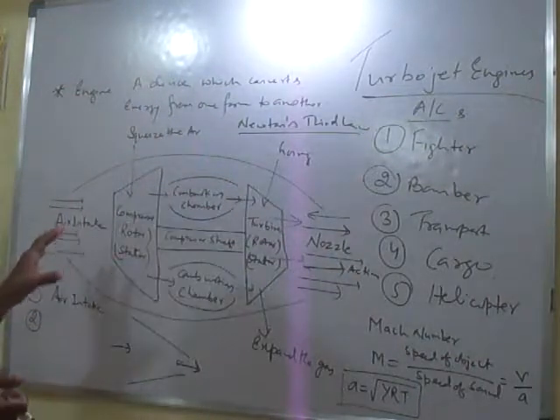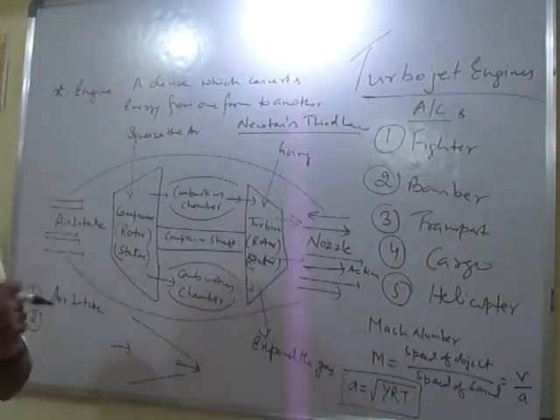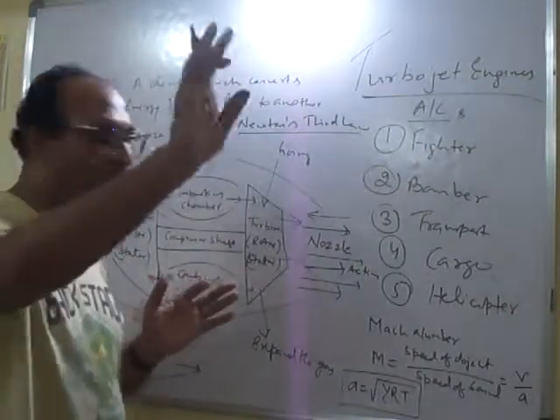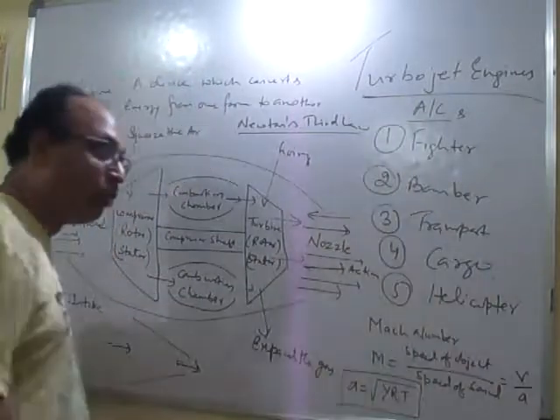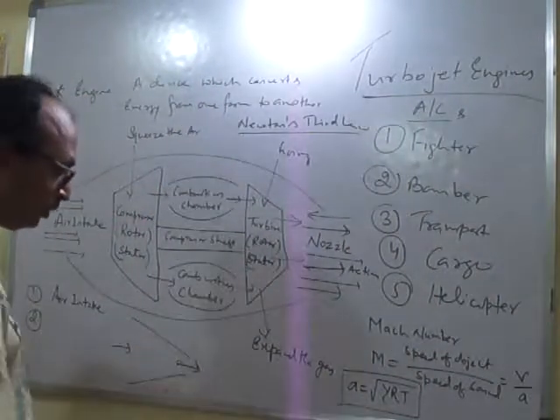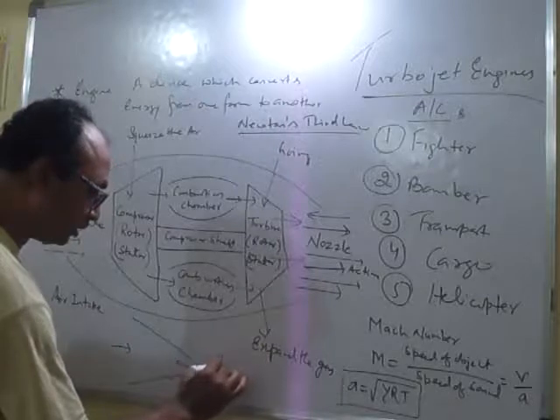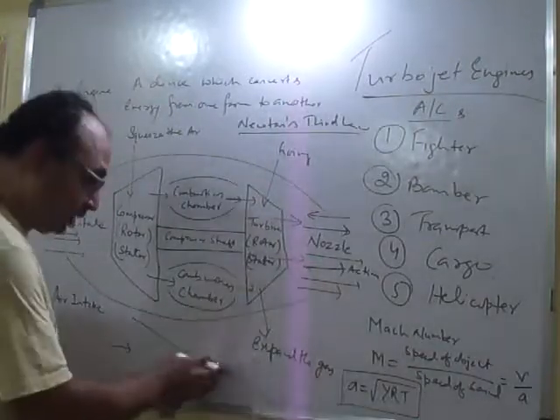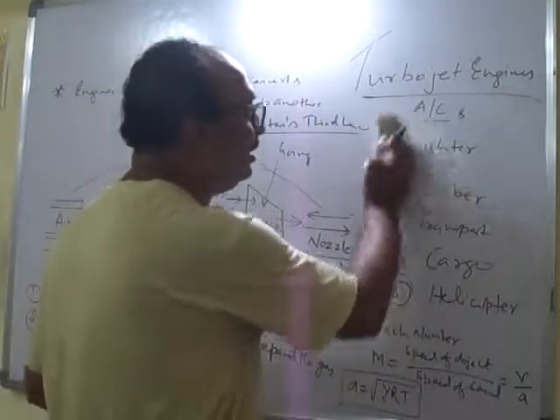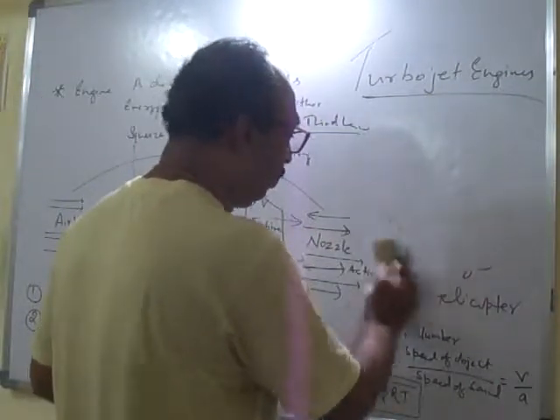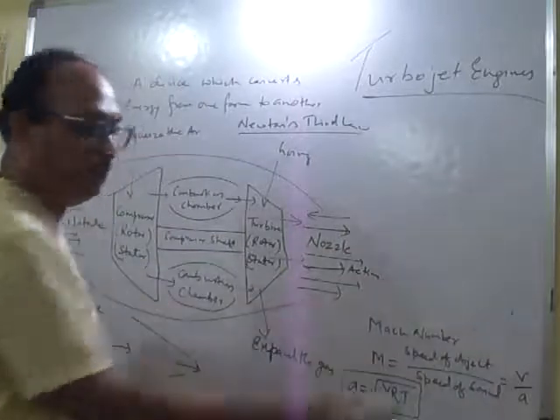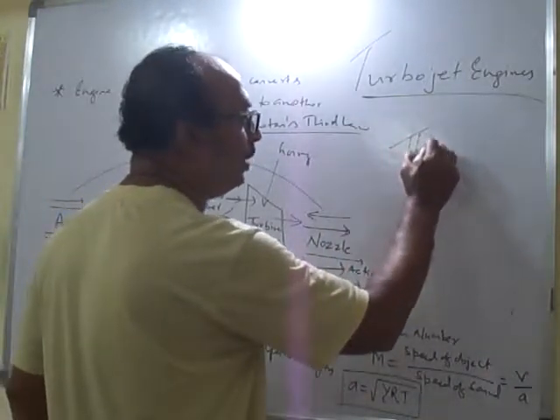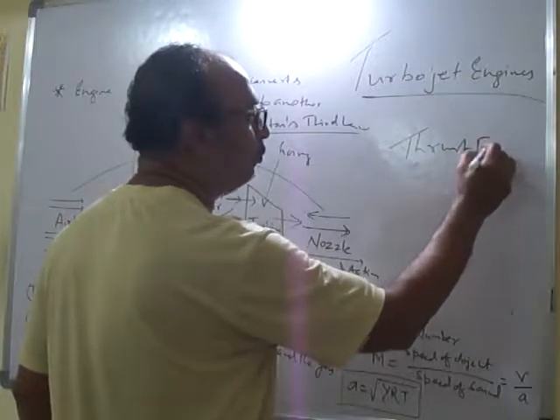And this action of pushing the aircraft forward, pushing the engine forward, making the aircraft move forward, is called propulsion, and this is the force which is called thrust force, gentlemen. Thrust. So this is the thrust which is produced, and it is the main force which is making the aircraft move forward. Thrust force.